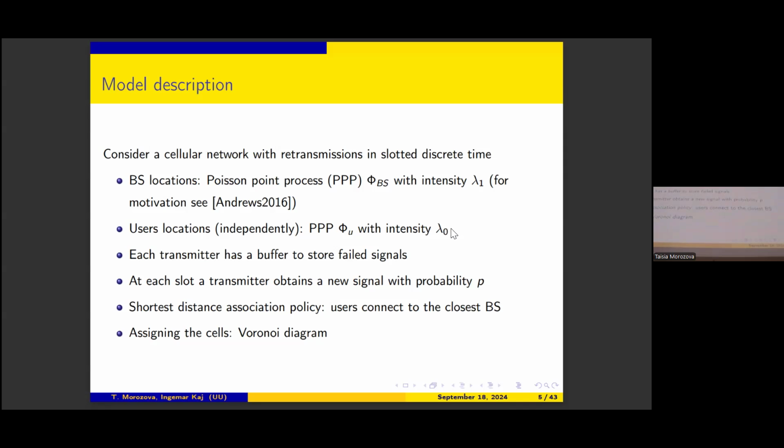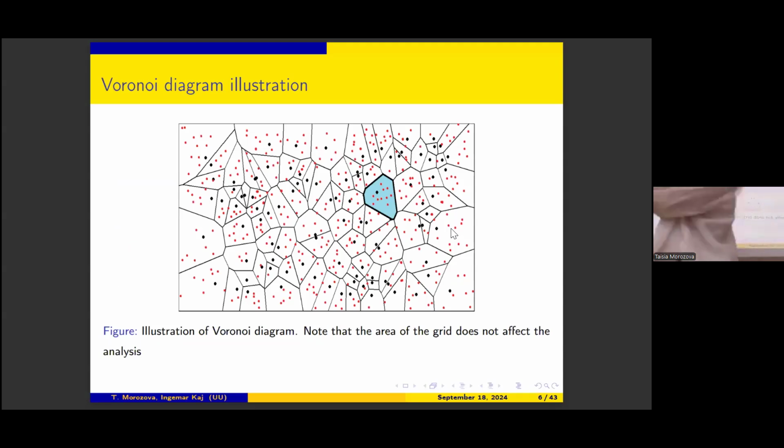Then how do we build up cells? How do we allocate the users and the base stations? We use the shortest distance association policy. Basically, the user always connects to the base station that is closest to it. There are other policies as well, like connecting to the one that gives you the stronger power. But in our work, we focus on the shortest distance association. From the mathematical perspective, it's really easy to do using the Voronoi diagram, which I guess you're familiar with, but maybe just a really quick reminder.